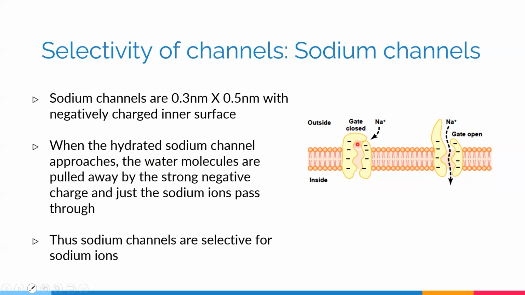When the gate of the channel is open, the hydrated sodium ion can enter into the channel itself. But since there is a high negative charge in the interior of the channel, water molecules are pulled away from the sodium ion, and thus only the naked sodium ion passes through the channel. The inner construction of the protein pore channel itself is made so that only the naked sodium ion can pass through without its hydration shell, and thus sodium channels are very selective for sodium ions themselves.